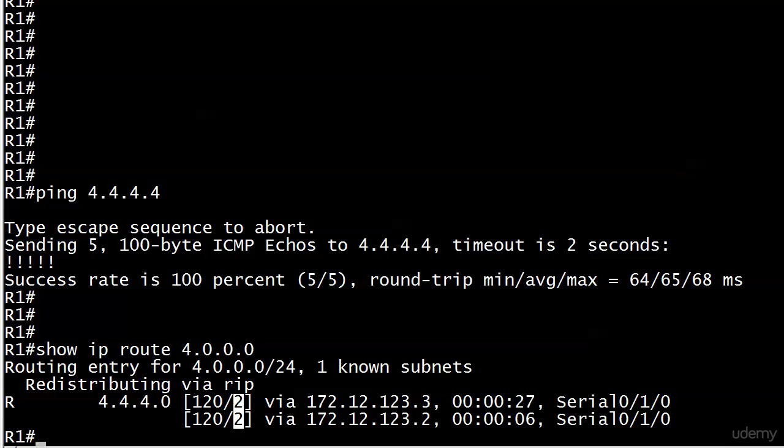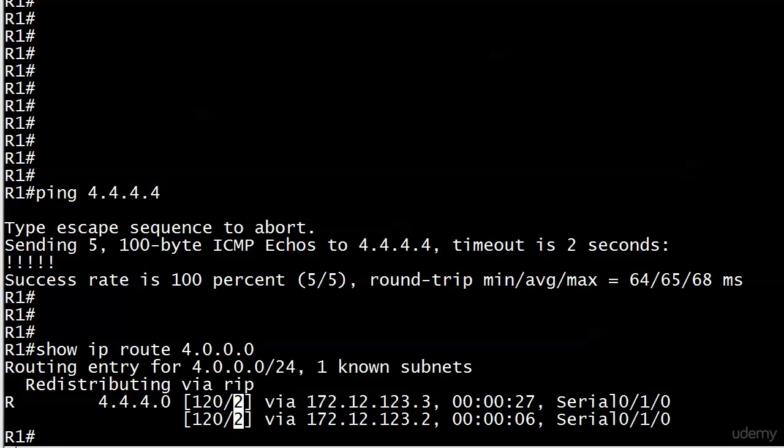But here RIP's saying, hey, these paths are absolutely equal. I have 2 paths I'm getting via my updates, and I'm putting them both in the table because they have equal cost. And now roughly half of the data going to 4.4.4.0 is going to go through 123.2 over at router 2. The other half, roughly, 123.3. I say roughly because it's rare that it's going to be exact, but it's going to be pretty close.